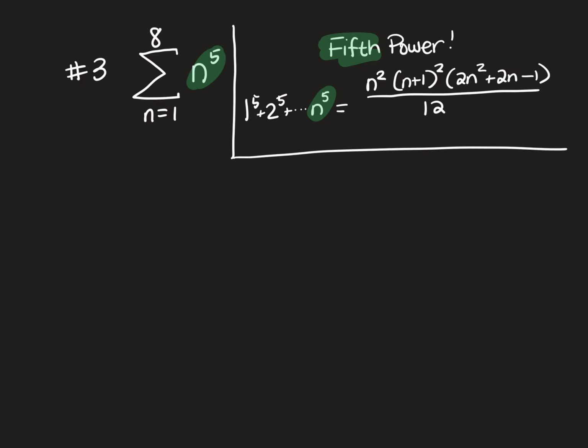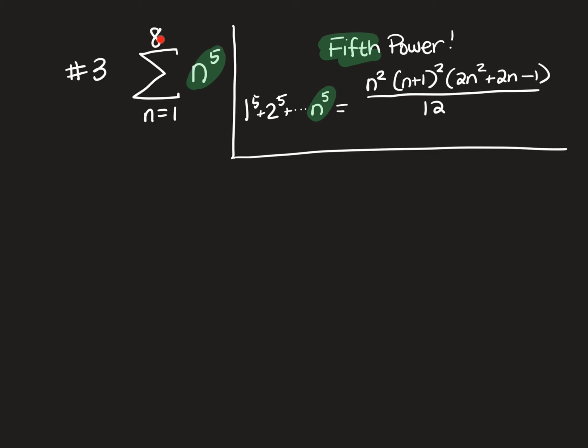Okay, once again, we know that we're going to use the fifth power formula here because we see in our problem that we're dealing with something raised to the fifth power, n to the fifth power, and that matches our generator here for the fifth power. So we're going to use whatever we go up to for n and plug it into this formula.